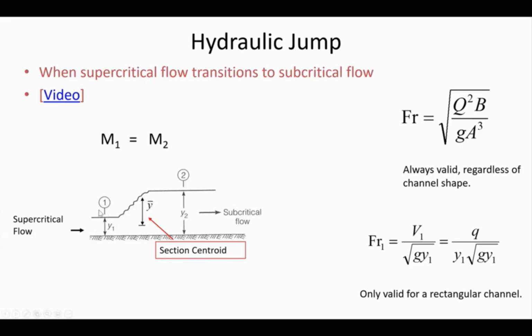If you have really shallow, very fast-moving water, then it's going to jump up to a very high depth downstream. So finding the magnitude of the Froude number upstream is important, and this function will find it regardless of the shape of the cross section, and this function, remember, is only valid for rectangular channels.